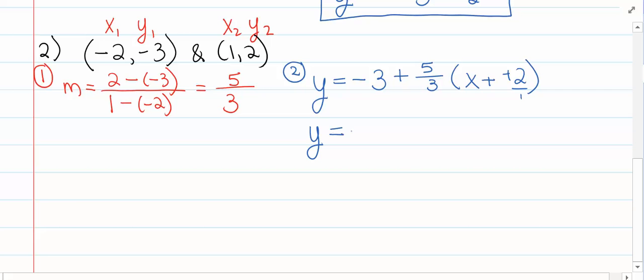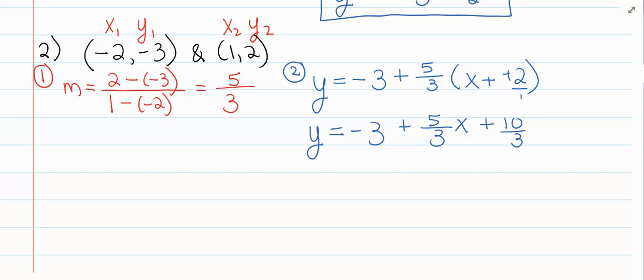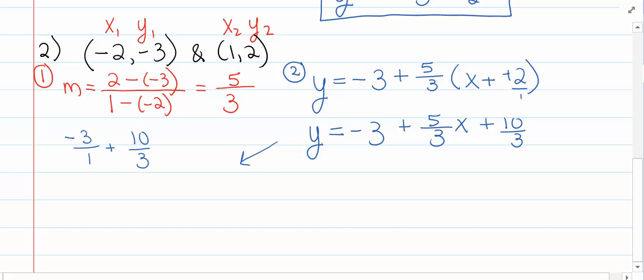Distribute, so y equals -3 plus 5/3x, and then plus 10/3. Now this is a little bit trickier. We have to figure out what is -3 plus 10/3. Maybe I'm going to do my work on the side here. Okay, so I have -3/1 plus 10/3. I can see a common denominator of 3.